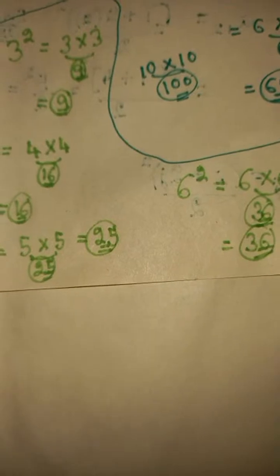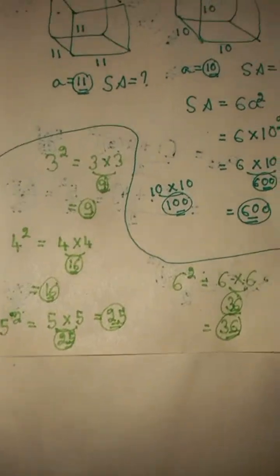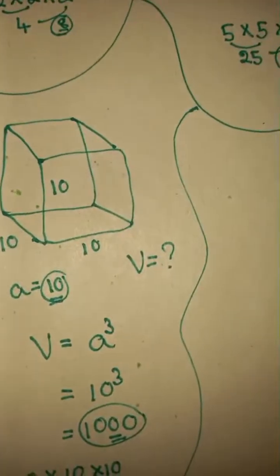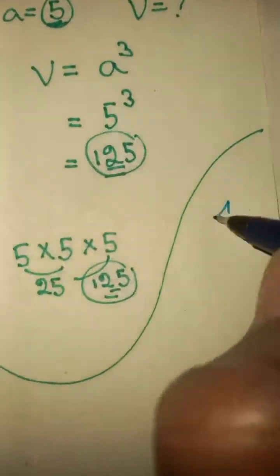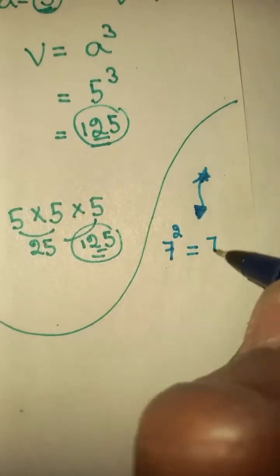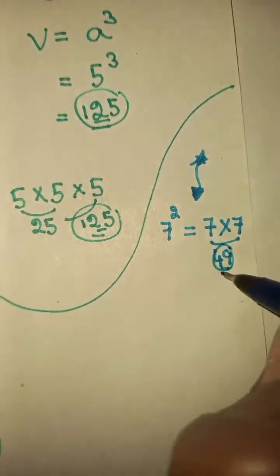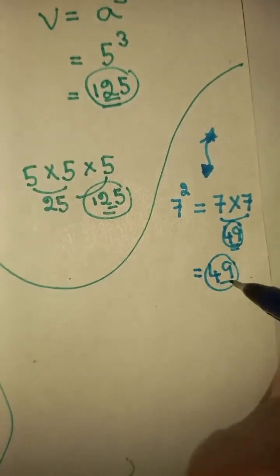Let's take the next numbers. Those next numbers are here. Let's start writing them from 7 square. 7 square means 7 times of 7. 7 times of 7 is 49. So the 7 square is 49.